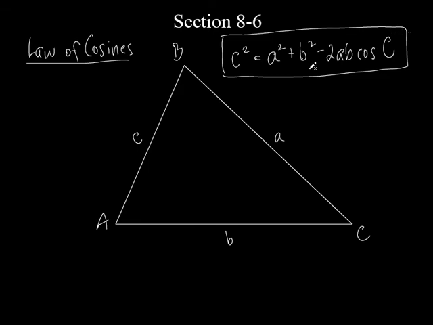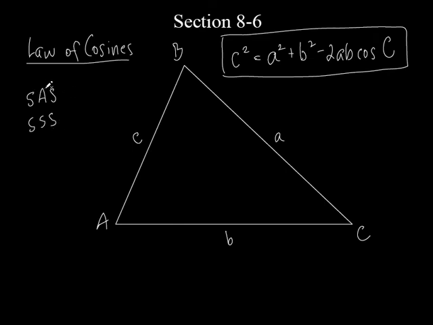Agreed? So if you look at this, when do we use the law of cosines? Well, if I don't know any other angles and I'm trying to find an angle, I can use the law of cosines. If I know one angle and I'm trying to find another side, then I can find it. If you have a side, an angle, and a side, I can use the law of cosines. If you know all three sides, you can use the law of cosines.